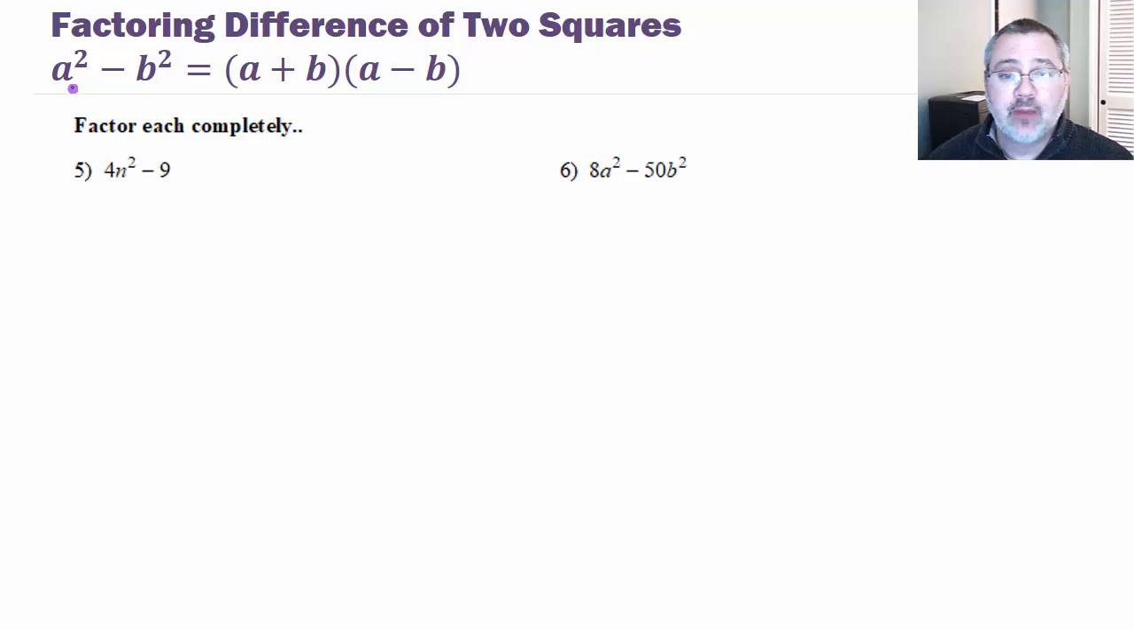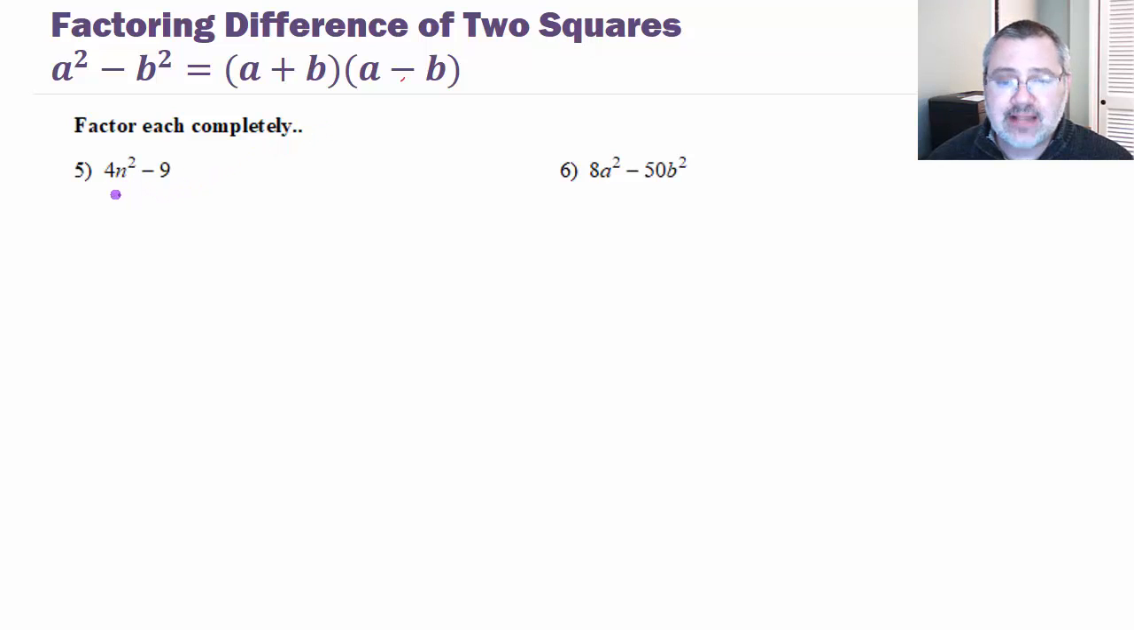Okay? So when you break it apart, what's the square root of a squared? A. You put a first in each one of the two binomials. And what's the square root of b squared? B, which you put in the second term. Just remember you have to have a plus and a minus. And that's our formula. So let's get going on some of these problems.